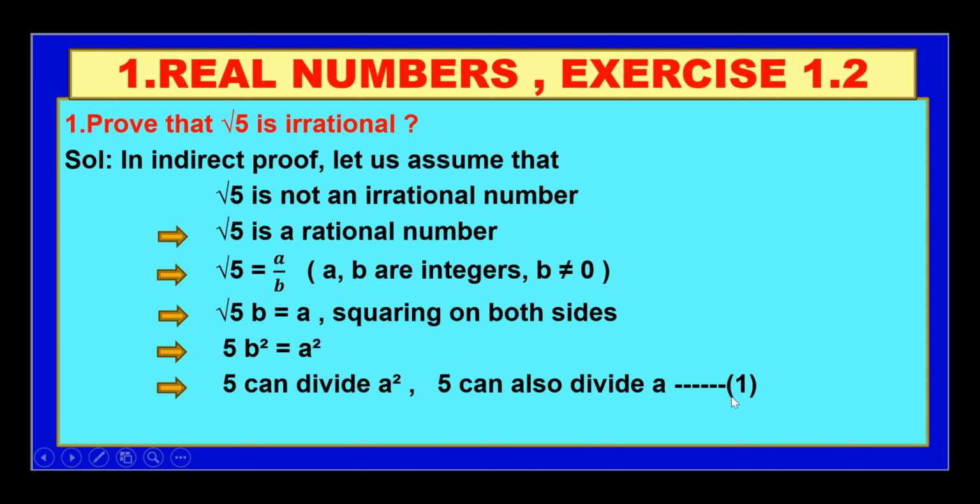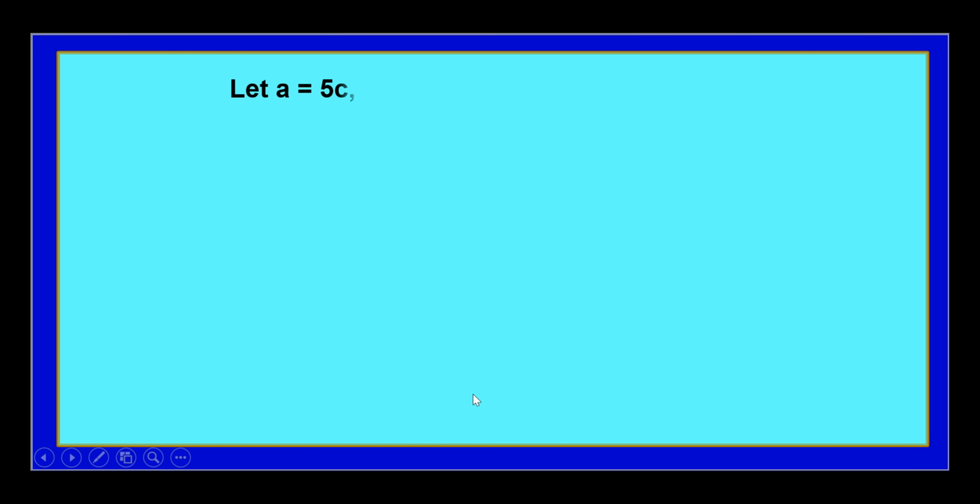This is the first value. Now since 5 can divide a, let us write a value as 5c. Let us assume that a is equal to 5c and let us substitute a is equal to 5c in the previous equation. 5b square is equal to a square.